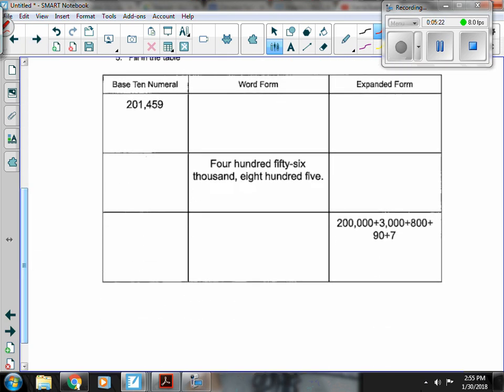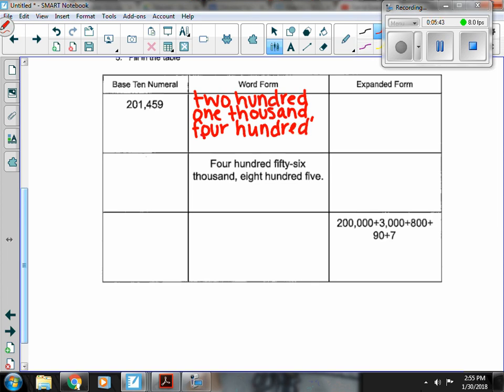Our chart, word form, is 200, 1,000. So I have 200, 1,000, and I have 459. So I have 200,000 plus 1,000 plus 400 plus 50 plus 9.